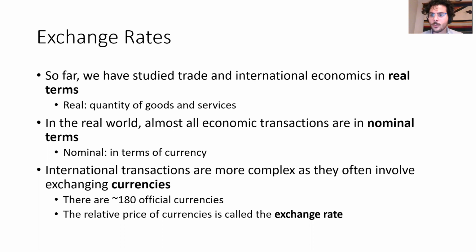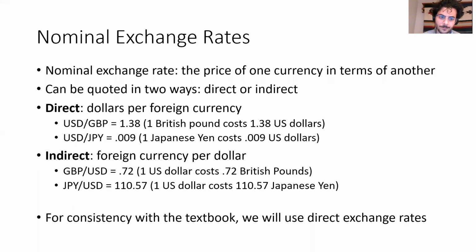And this brings us to one of the complexities of dealing with international economics. When we have international transactions, they're often going to involve exchanging currencies for each other. There are about 180 official currencies in the world today, and the relative price of these currencies is called the exchange rate. So dealing with these currencies, understanding them and how they're determined is going to be very important for understanding cross-border transactions. Let's just get some vocabulary and definitions out of the way.